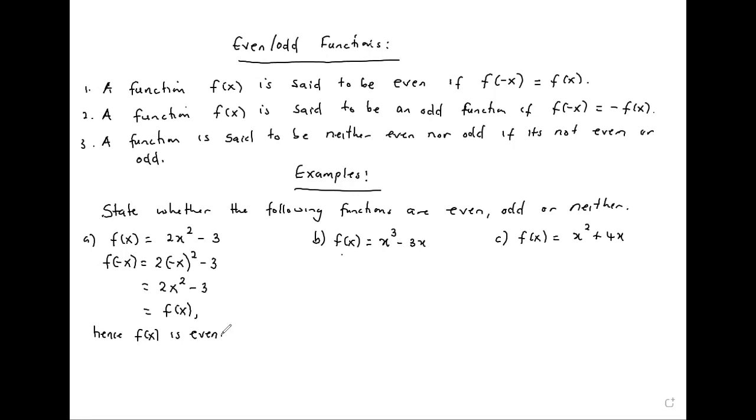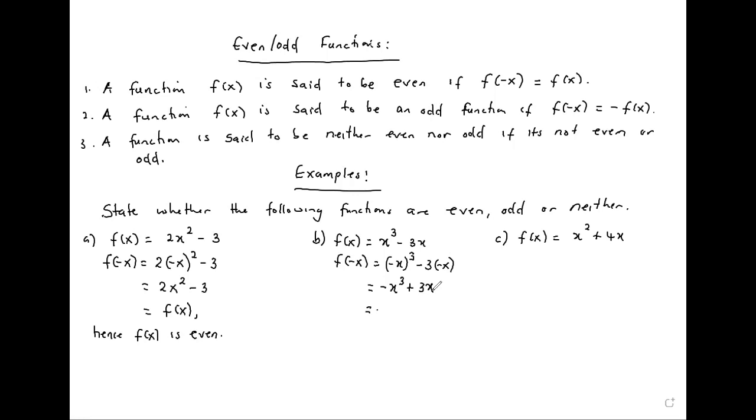Second, f of negative x is negative x to the power 3 minus 3 times negative x. This is the same as negative x power 3 plus 3x. If you look at this function, it's not the same as the function that we have, the f of x. So because it's not the same, we know that it's not even. It's not even important to indicate that it's not even. Just after we know that it's not even, by checking here, you can see it is not the same as f of x, so it's not even.